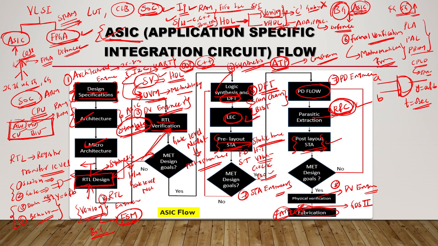Did you understand? Any doubts or any queries in this? So total, how many engineers are required? Total, you need 10 to 15 VLSI engineers. One person will not do all these things, no? So different things and different engineers are there. Okay, different departments are there.